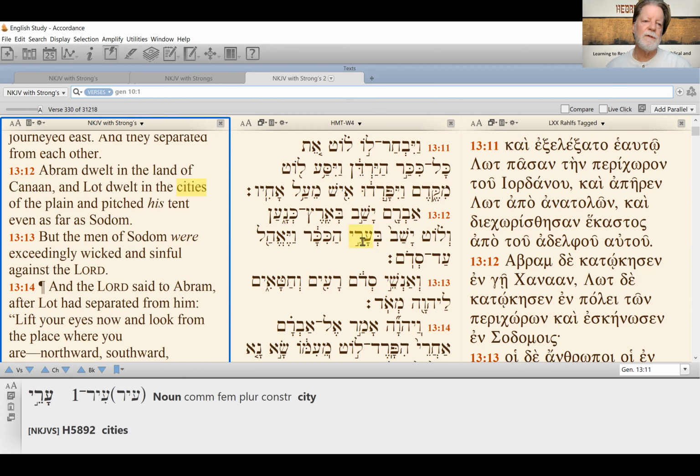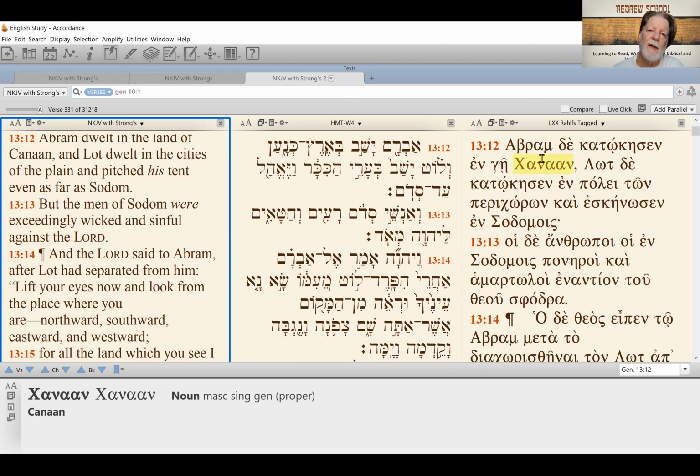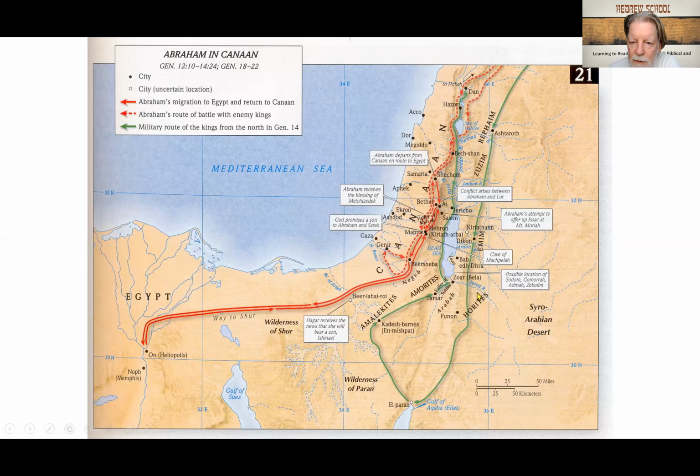Let's see, verse 12. Avram dwelt in the land of Canaan, and Lot dwelt in the cities of the plain and pitched his tent even as far as Sodom. And remember, when we looked at the map, Sodom was down towards the south. It may not have been in the south. I think on the map it says Sidim. I guess actually we could take a look at that, what it says on the map. Okay. So yeah, here's the valley of Sidim, and here is Zoar.